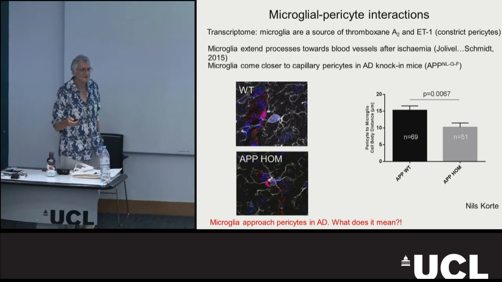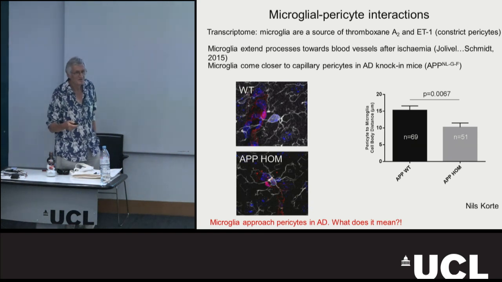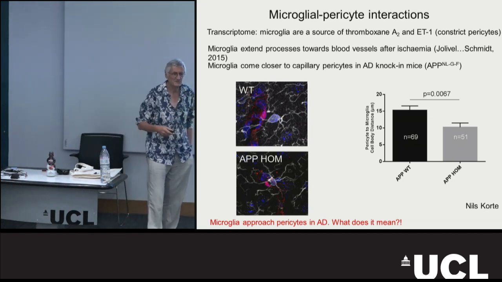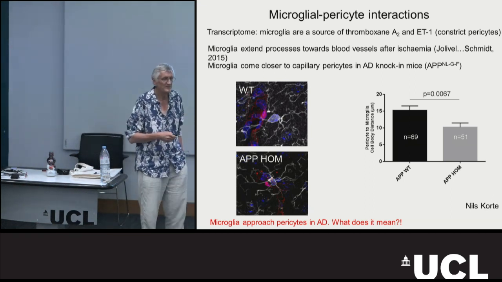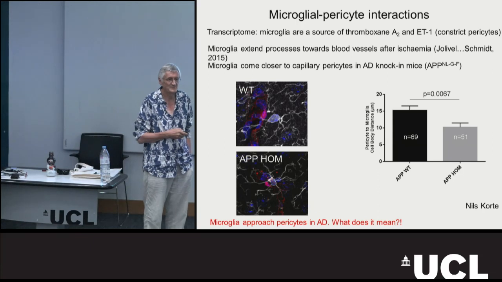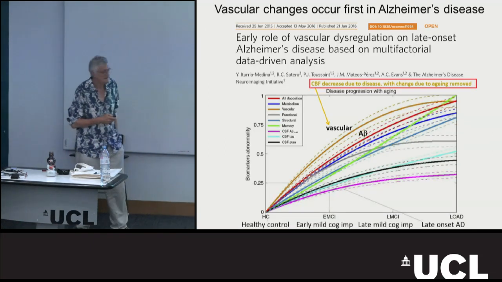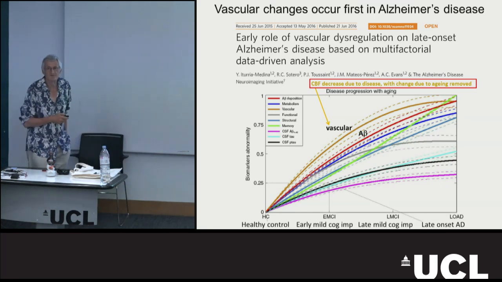I was just thinking that why quite early, 4 months. This is the NLGF mice. They start depositing plaques from about 7 weeks, something like that. Yeah. Okay.